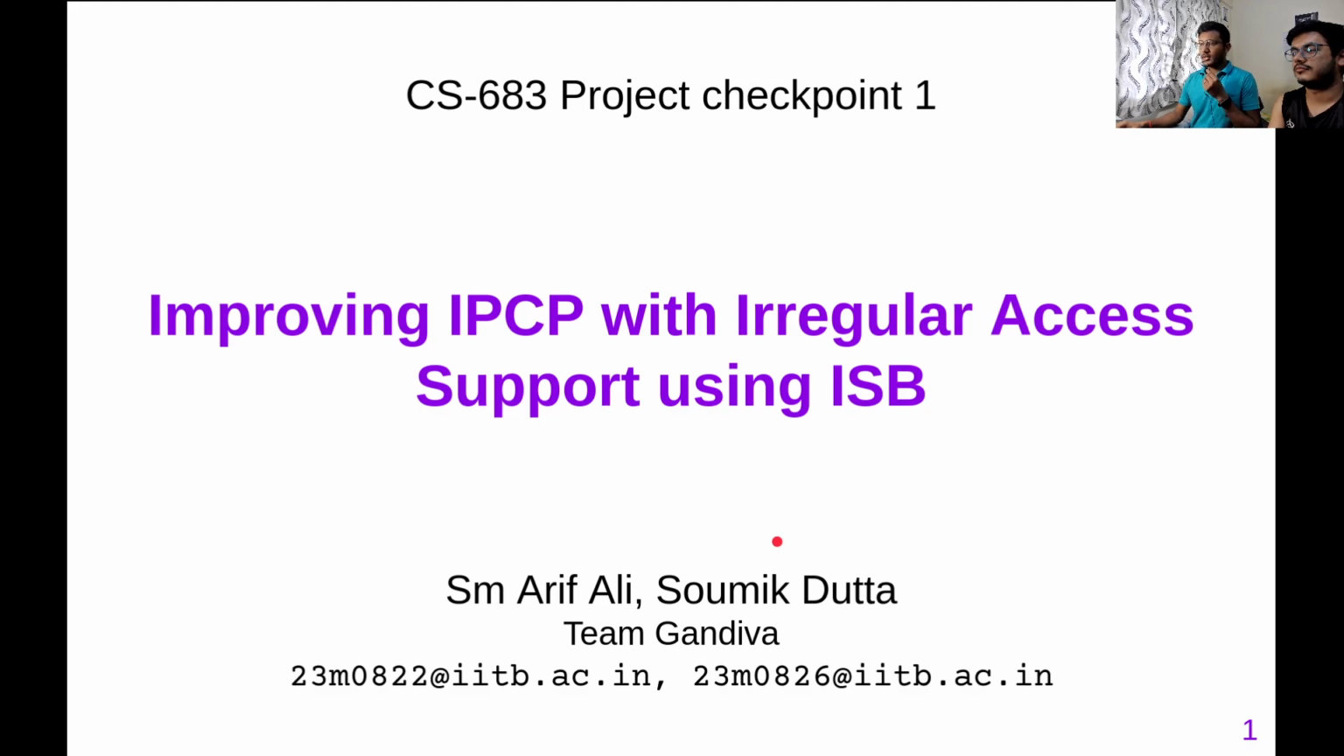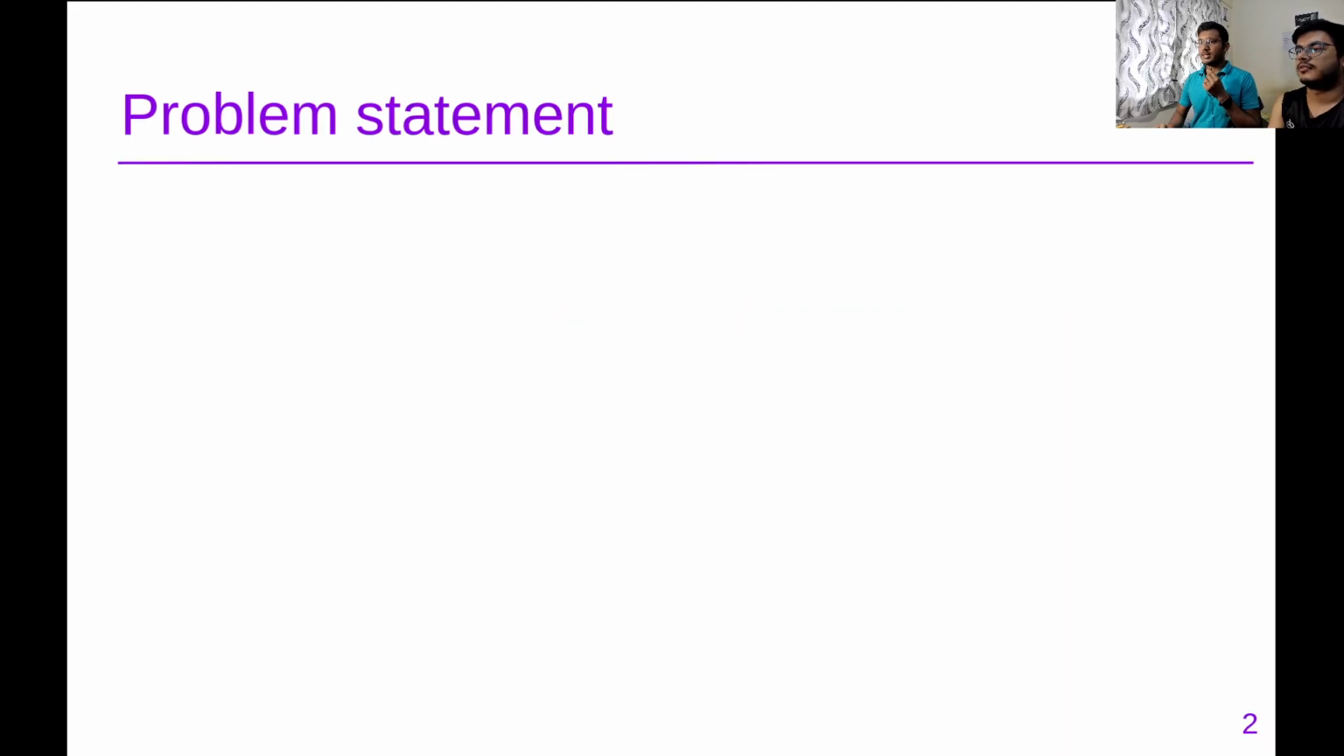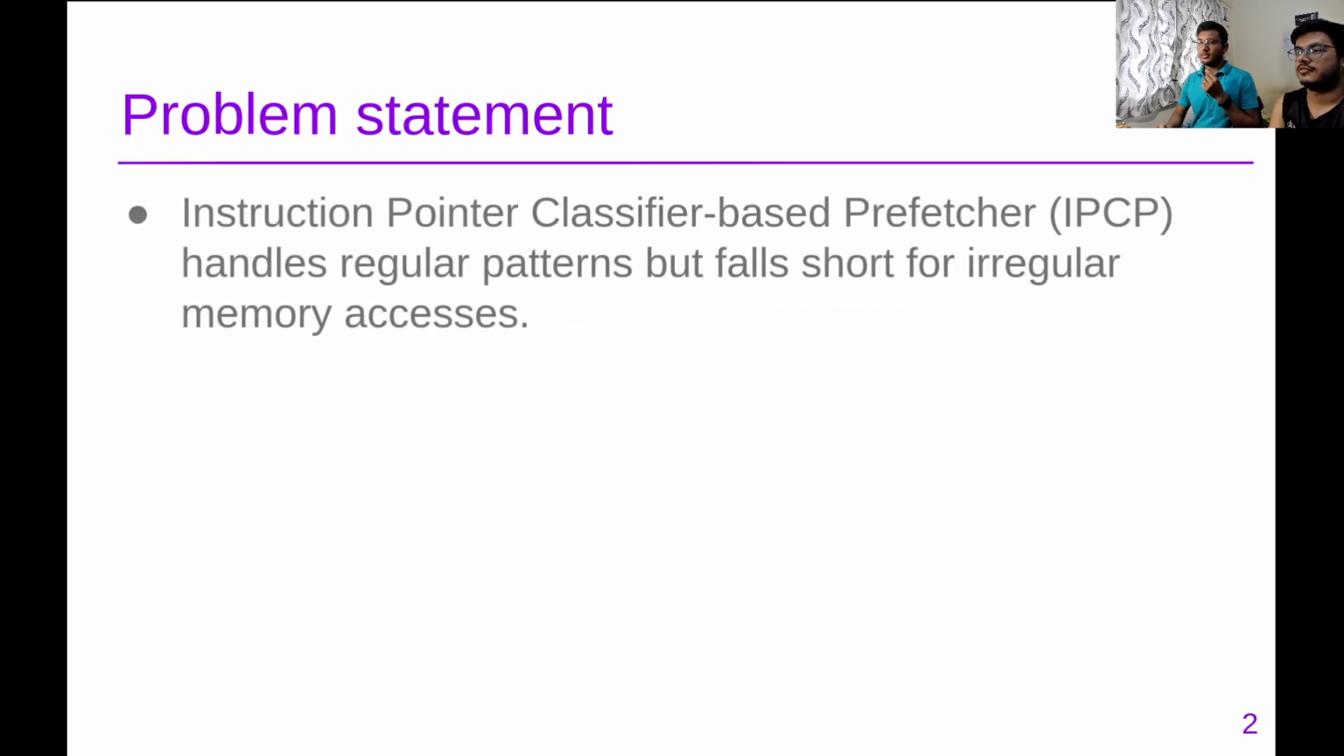Hello. So this is our project on CS 683 checkpoint 1. Our project title is improving IPCP with irregular access support using ISB. Team members are Arif Ali and Shomik Dotto. We are team Gandiva. Let's start from the problem statement itself.